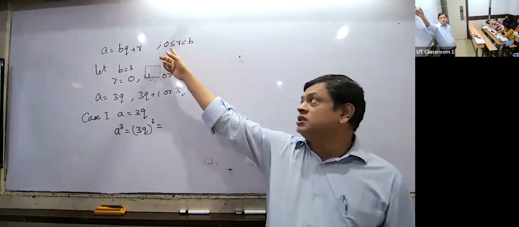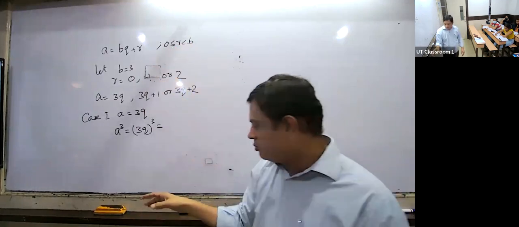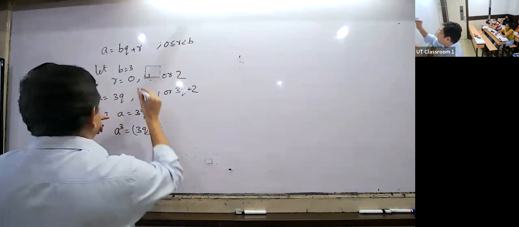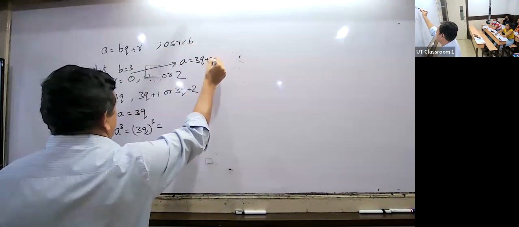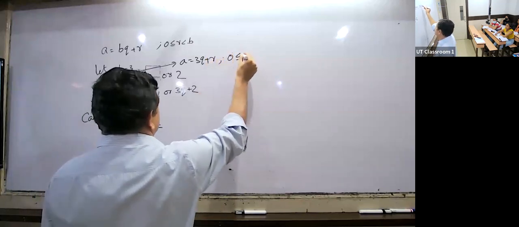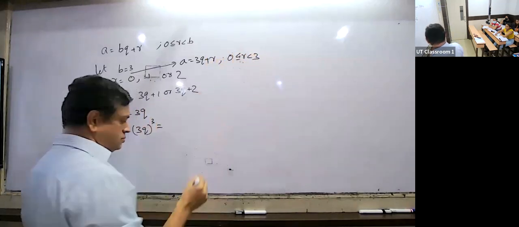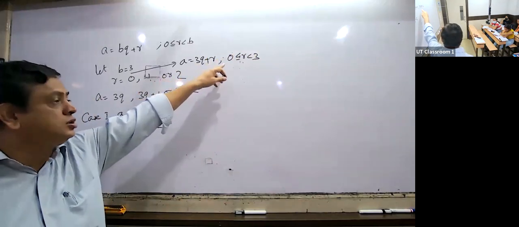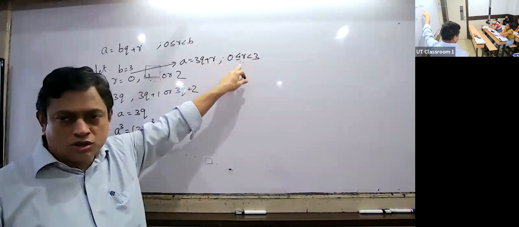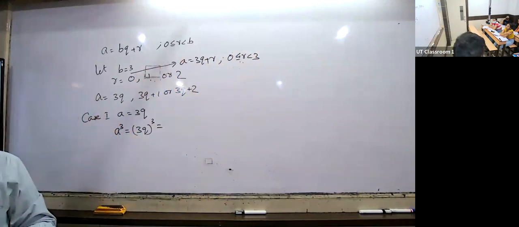Here it will come A is equal to... this step is not written, that is why most of you are confused. Here A is equal to 3Q plus R, where 0 is less than or equal to R less than 3. Now what is the value of R? R is equal to 0, 1 or 2. Understood?